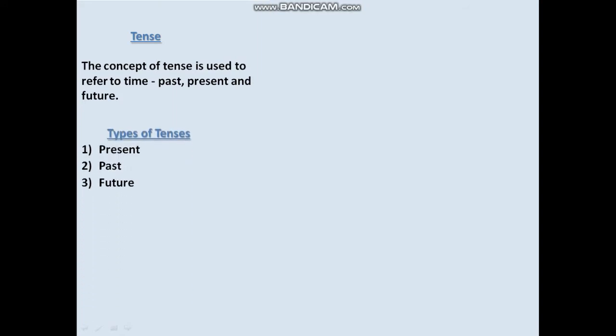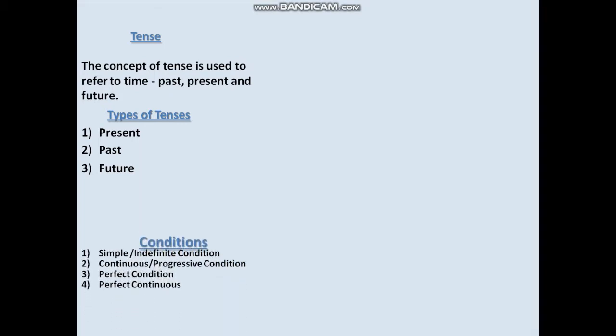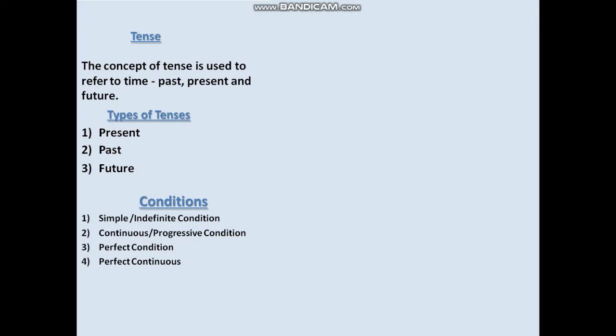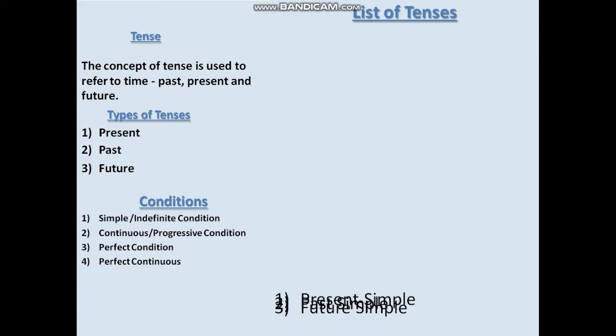So now students, we move towards our topic, tense. Basically, tense always talks about time. When we talk about present, past and future time, there we always use tense. So there are three types of tense: present, past and future. And in English we have four conditions: simple or indefinite, continuous or progressive, perfect, and perfect continuous. So here you see the complete list of tenses of the English language.